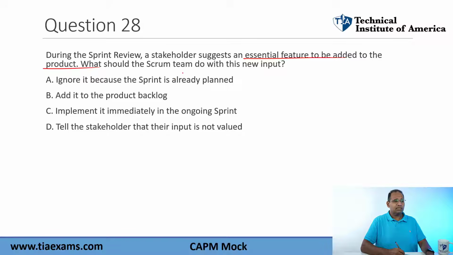Ignore it because the sprint is already planned. Never select an answer with the word ignore it. Add it to the product backlog. Good. Anytime somebody wants a feature in sprint, what do we do? We put it in the product backlog. It's probably going to be the answer. Implement it immediately in the ongoing sprint. No, because it has to be added to the product backlog and it has to be reprioritized by the product owner. Put an X on that one too.